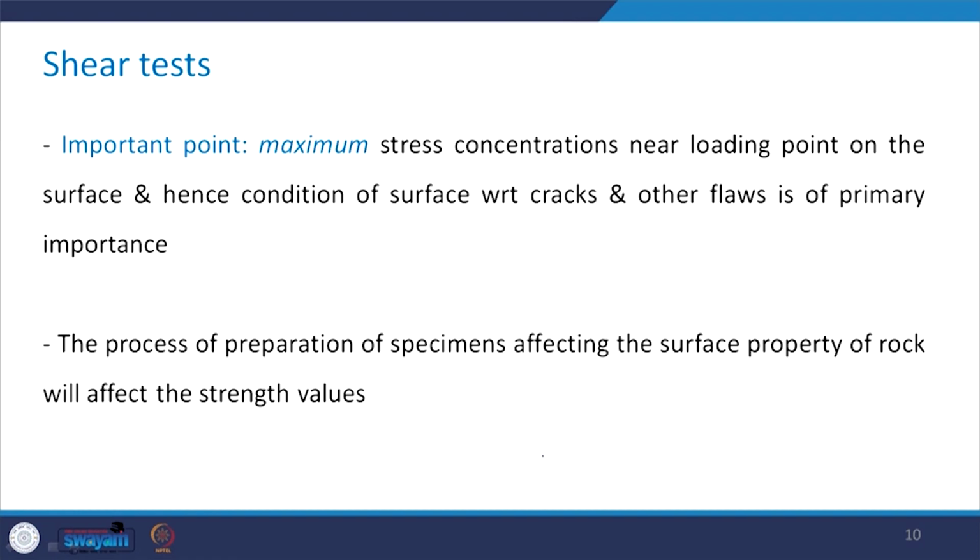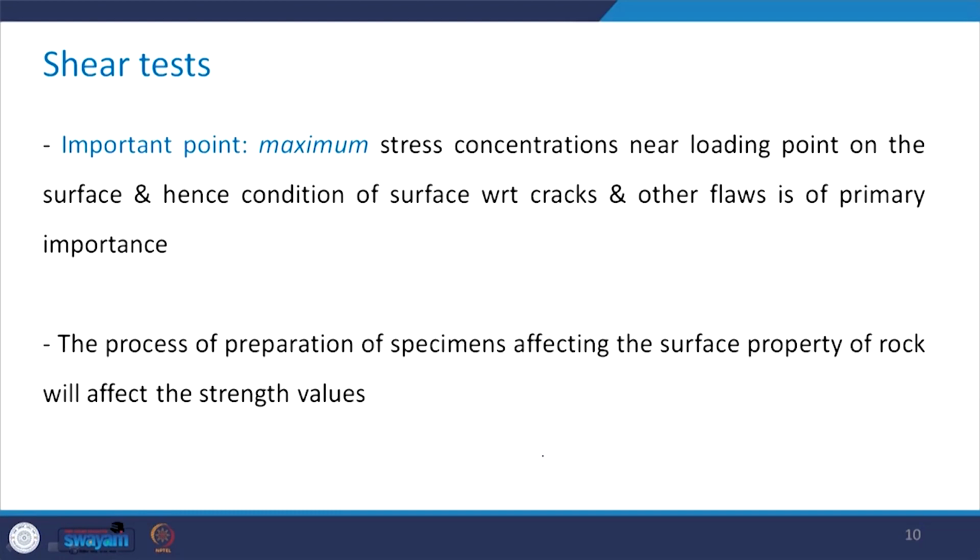The important point from the outcome of these tests is that there is no normal stress on the shearing plane. Neither of these tests, single, double and punched tests, had normal stress on the shearing plane. So, the maximum stress concentration occurs near the loading point on the surface, and therefore, the condition of the surface with respect to cracks and other flaws is of primary importance.